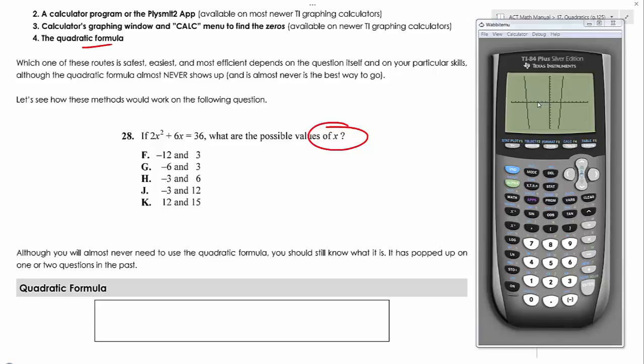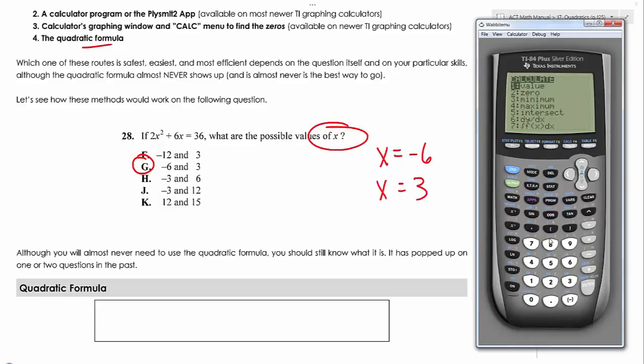1, 2, 3, 4, 5, 6 tick marks to the left of 0 would be an x of, or a 0 of negative 6, and then 1, 2, 3 tick marks to the right would be an x of 3, so negative 6 and 3. Well, that was easy.